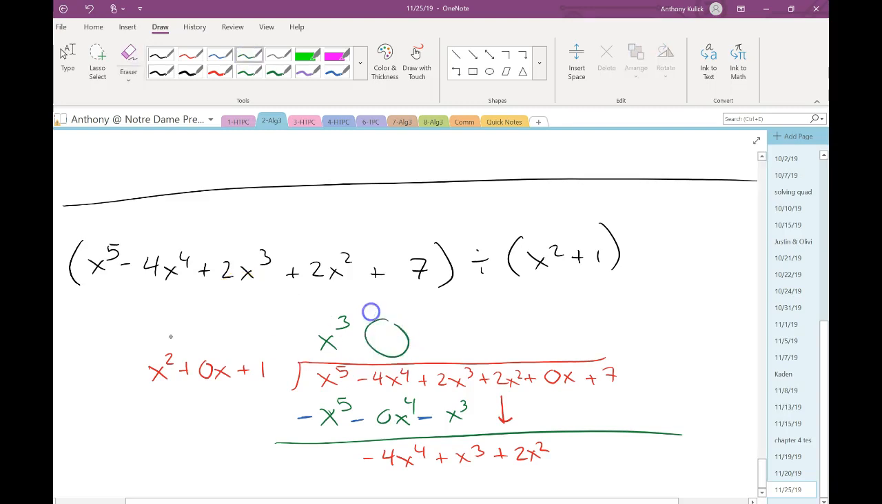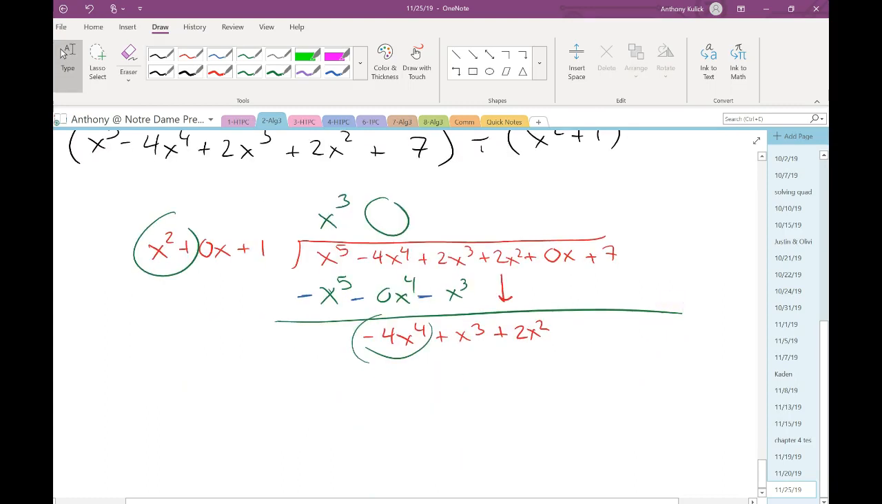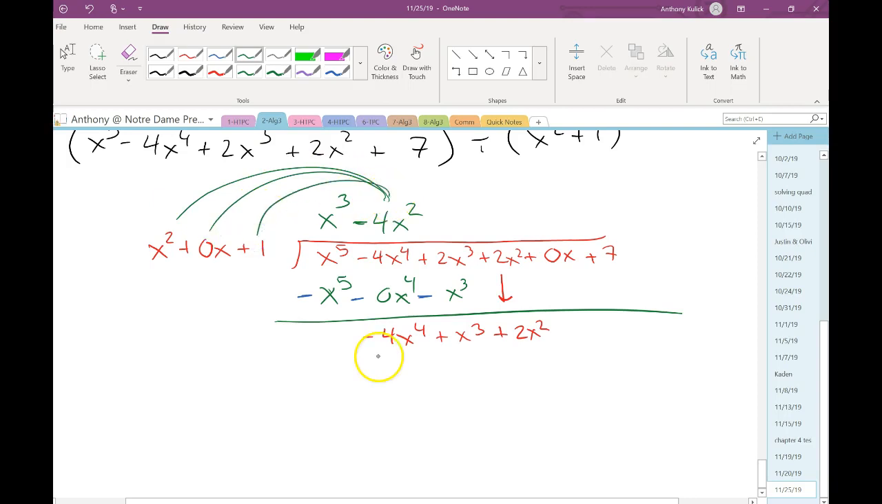Ask ourselves, what times x squared gives us negative 4x to the fourth? It would be negative 4x to the second. Good. Then I'll distribute that to each of the pieces. That gives me negative 4x to the fourth, minus 0x to the third, minus 4x squared. And then I have to subtract all of that down.